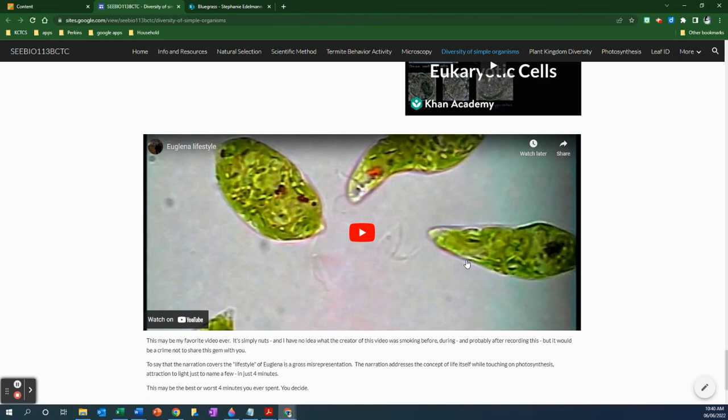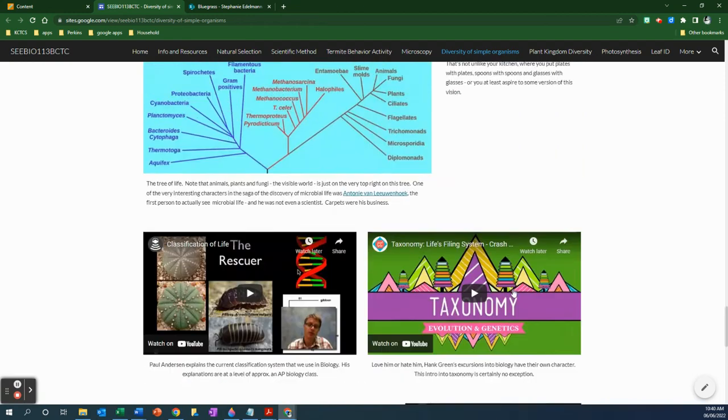And last but not least, this one is just for fun. This dude, when he was making that video, he was smoking something. I'm not sure exactly what he was smoking, but he was having a really good time. So this one's just really ridiculous, and I found it one night, and it would be a crime not to share it with you.